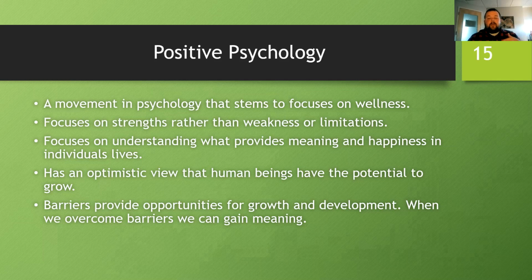It focuses on understanding what provides someone meaning and purpose in their individual lives. So we want to have that empathy for understanding what motivates someone. It has an optimistic view that human beings have the potential to grow. And barriers, any kind of thing that gets in our way, always provide an opportunity for growth and development. So when we overcome those barriers in life, we gain new meaning. Again, remember from a Jungian standpoint, personality development is all about a spiral. We have a similar element here as well.